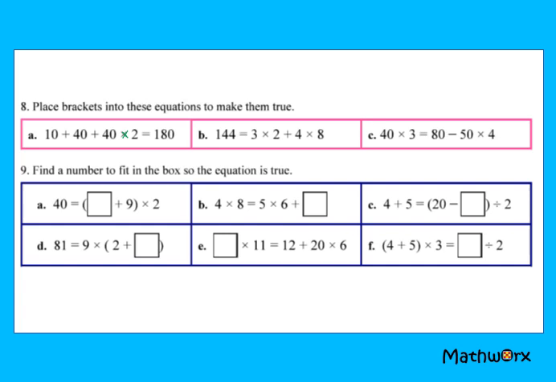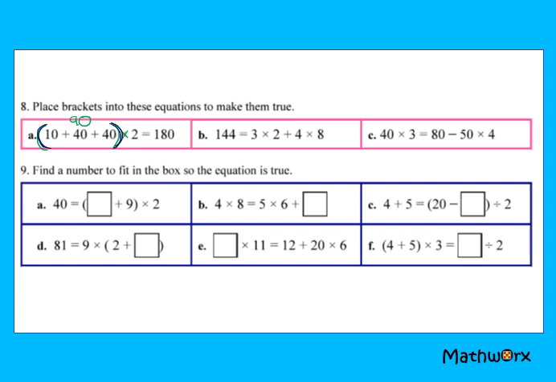Now if we go 180 divided by 2, we have 90. And if we look at the numbers here, we have 10 plus 40 plus 40, and overall they give me 90. So 90 times 2 gives me 180. So our brackets are placed around our 10 plus 40 and plus 40. We make them nice and bright here for you guys.